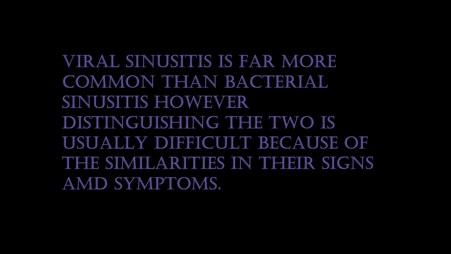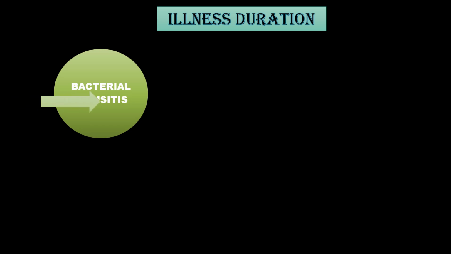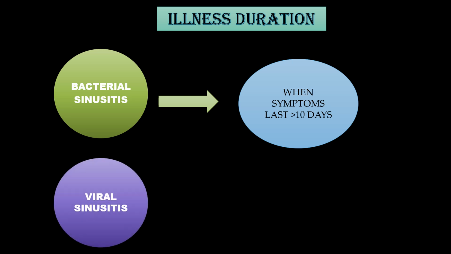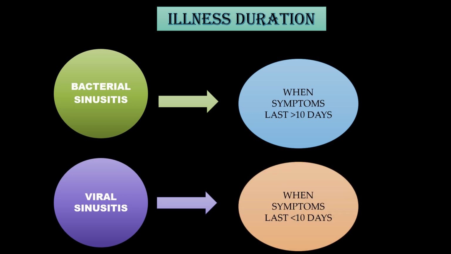Infections being the most common cause of sinusitis, viral sinusitis is far more common than bacterial sinusitis. However, distinguishing the two is usually difficult because of the similarities in their signs and symptoms. The illness duration is used as a guide towards differentiating acute bacterial from viral sinusitis. Acute bacterial sinusitis is suspected when symptoms last for more than 10 days. Viral sinusitis, although far more common than bacterial sinusitis, usually doesn't last for more than 10 days.